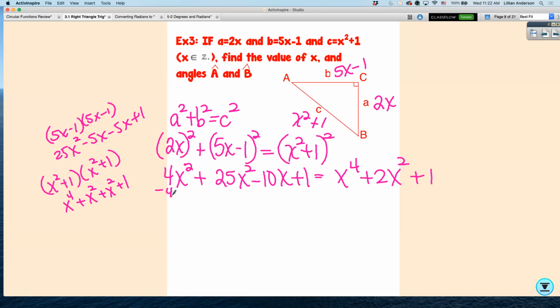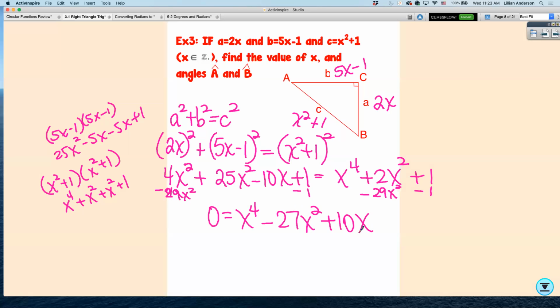So let's subtract the 4x, well, technically 4x squared and 25x squared make 29x squared, so let's subtract the 29x squared from both sides. Let's subtract 1 from both sides. And we're going to add a 10x over. So this becomes x to the 4th minus 27x squared plus 10x. Oh, 27. Yeah, I got confused, but not anymore.